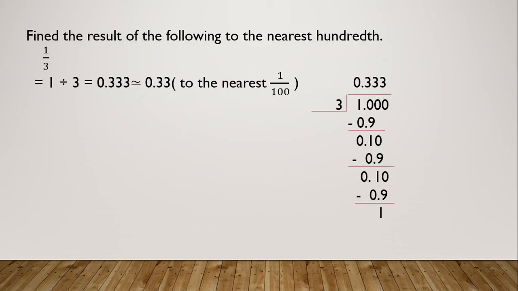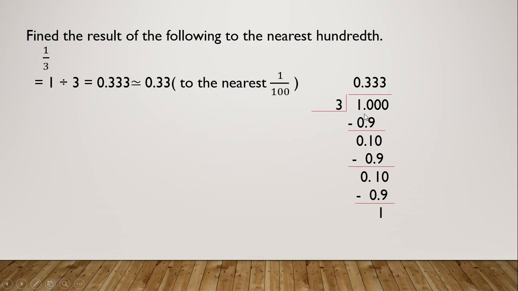Find the result of the following to the nearest hundredth. Here I want the result to the nearest hundredth. I will divide until I have 3 decimal digits only. Okay? Third means 1 divided by 3. 1 divided by 3, impossible. Put a decimal point to open decimal places.